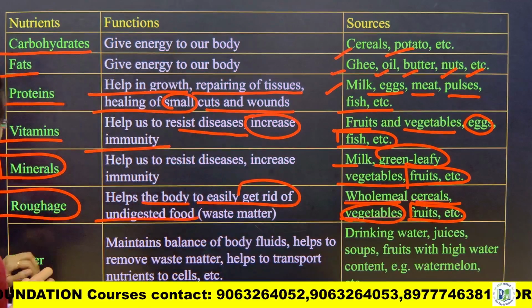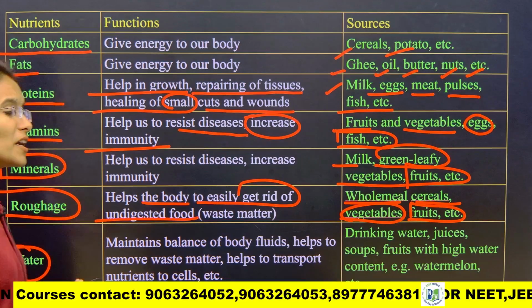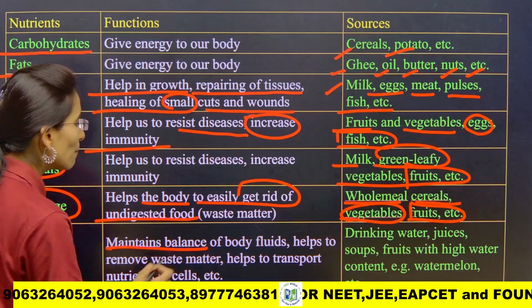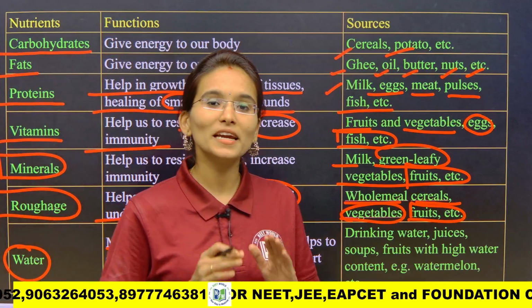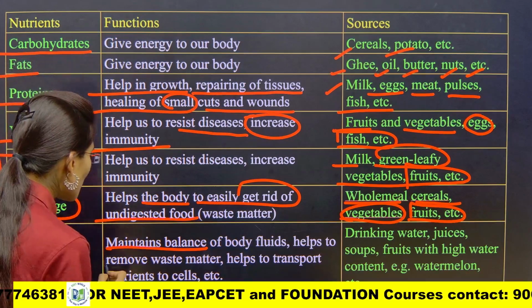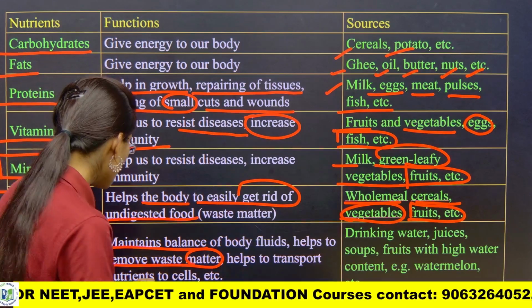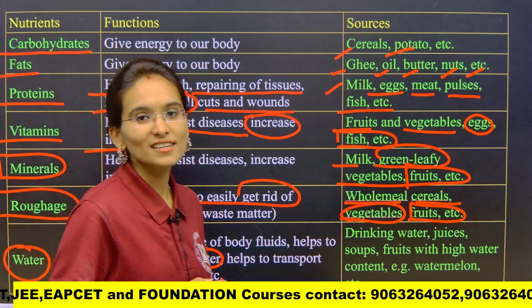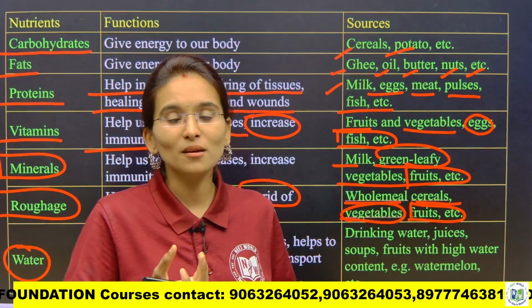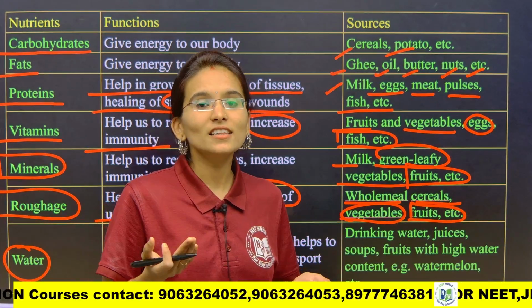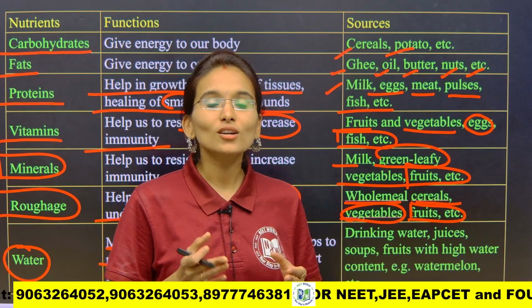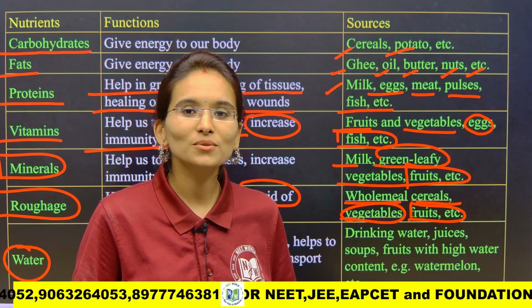And next one, water. What is the main role of water in our body? They are going to maintain the balance of body fluids, they will help to remove the waste matter, and they will help to transport the nutrients to the cells. Water is going to play a key role as a medium, maintaining the complete fluid balance in our body, and due to the presence of water, all the nutrients are transported to the cells.